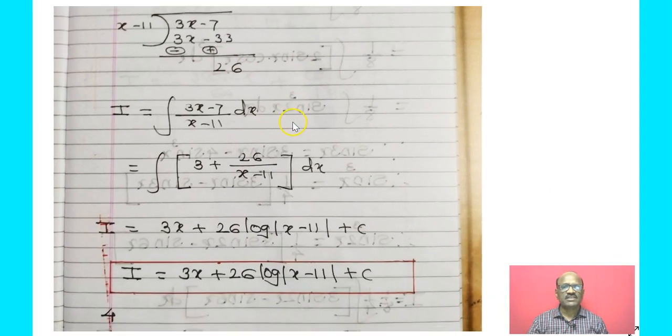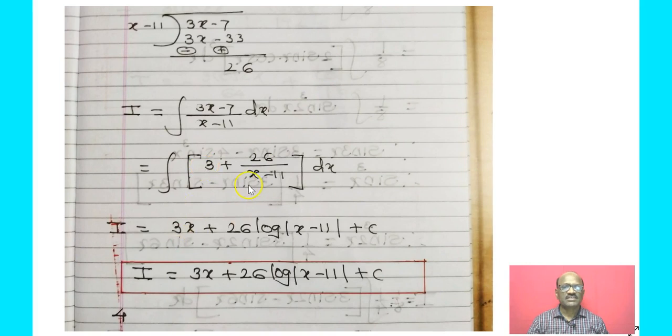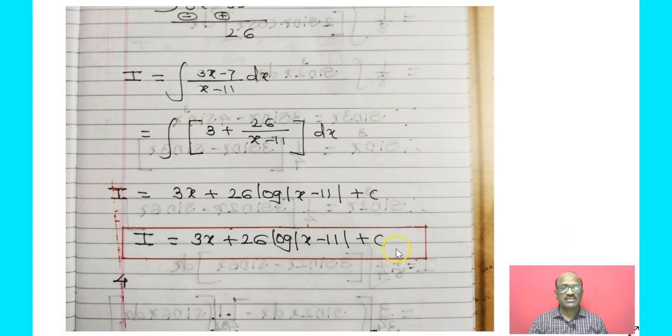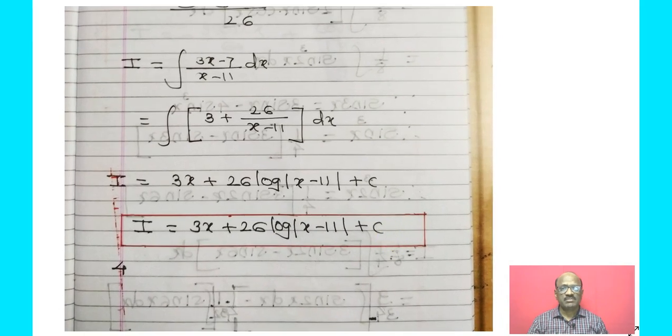And find out its integral. That is, the integral of 3 is 3x, and the other is the integral of the form 26 log of mod of x minus 11 plus c. Therefore the answer is I is equal to 3x plus 26 log of mod of x minus 11 plus c. Now next problem.